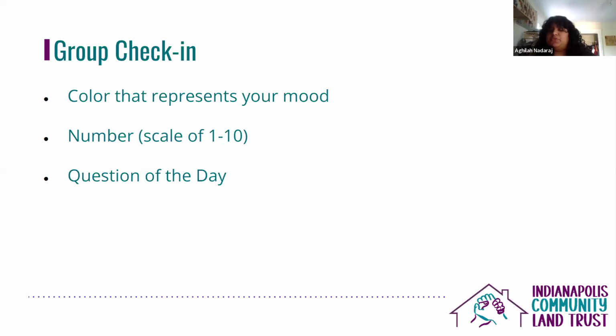Perfect. For folks who've been at the previous conversations or meetings, part of our culture at Kepler is a quick group check-in, and a quick refresher for folks who maybe haven't been in a while. We do a color and a number, and both just indicate where you're at. If you could describe where you're at with a color, what color would it be? Then a number. People usually do a scale of 1 to 10, but freestyle, whatever number resonates with you in the moment. And then we'll do a question of the day.